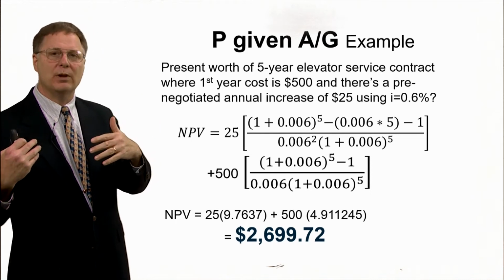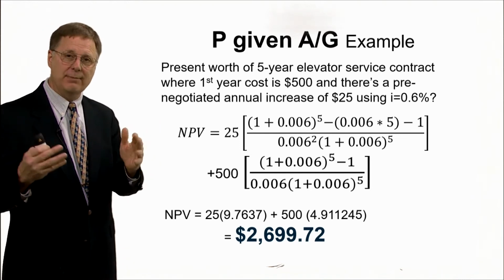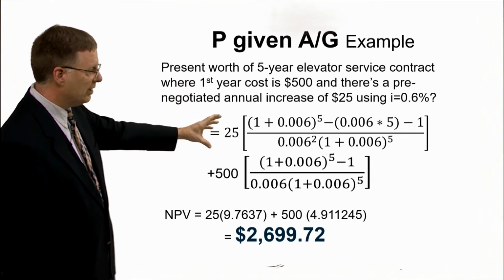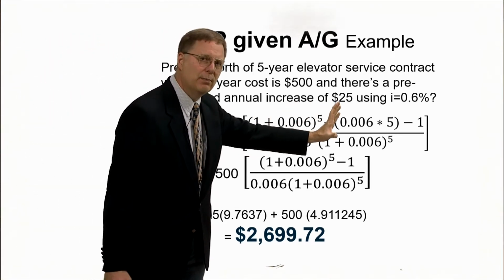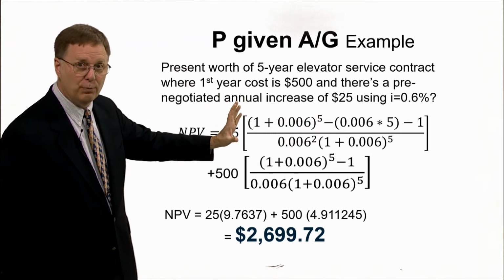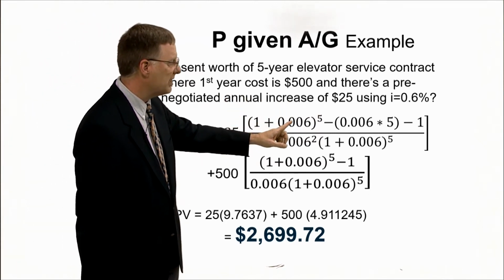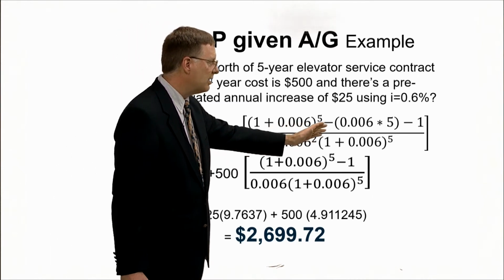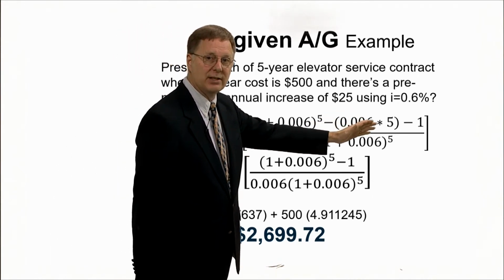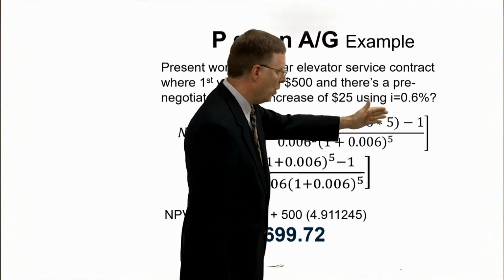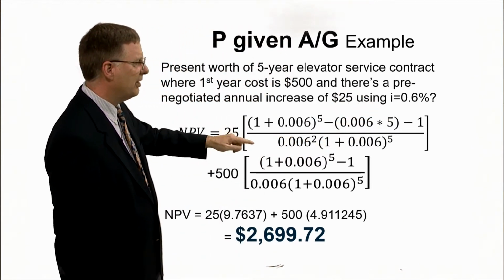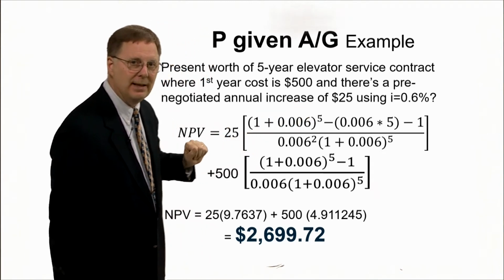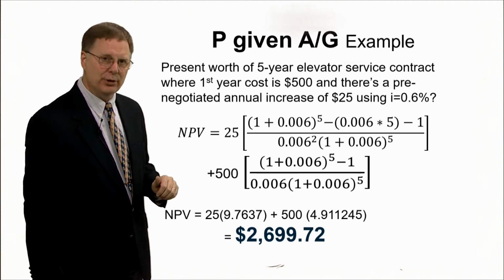So you can go back and see where that came from out of our little table, but for a 5-year rate, we're looking at 0.6%. So we take the 25 times that gradient portion of the equation. Never forget that there's two portions to this. I'm going to do 1 plus i to the n, that's that 5-year value, minus i times n, 0.006 times 5, minus 1. And then on the bottom, I'm going to use the interest rate squared times 1 plus i to the n. And then below that, I've got the annual formula.